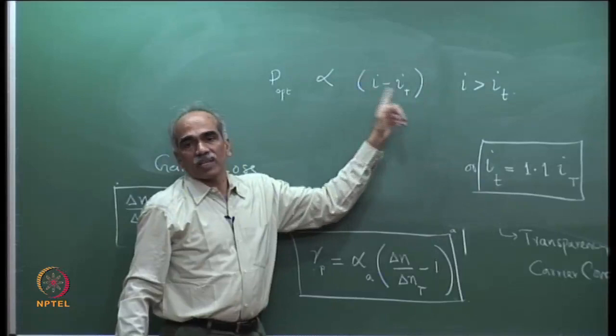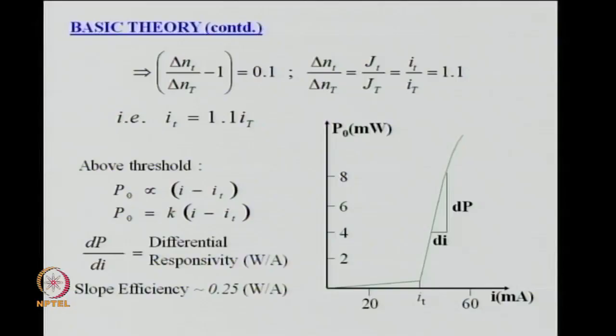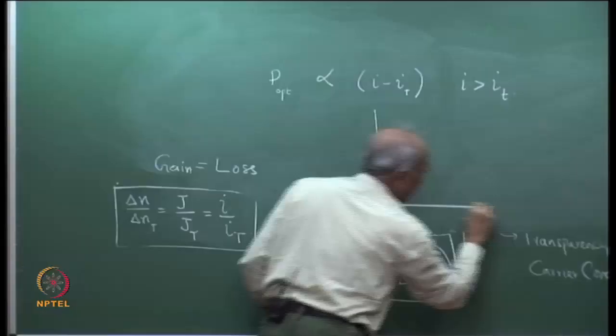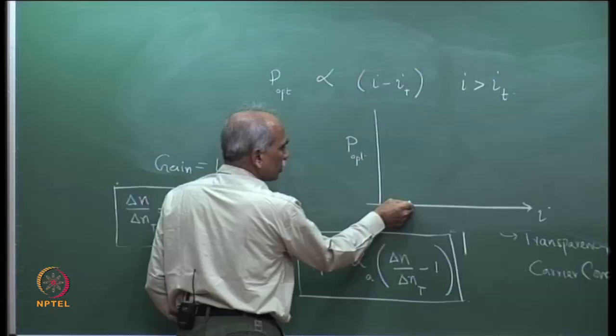It is a linear dependence, and that is why you get the laser characteristic, and here is the laser characteristic. Therefore, you have I and P optical, then there is hardly any output up to the threshold. There is some output which comes because of spontaneous emission.